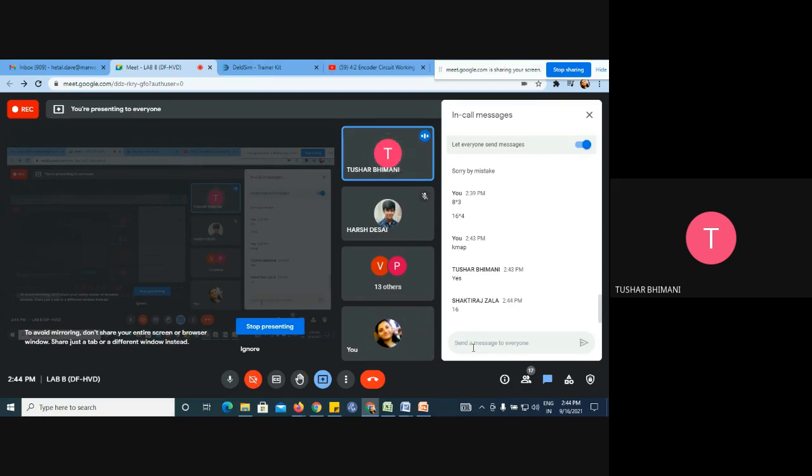But Tushar, here the variable names are y0, y1, y2, y3. Then should I take ABCD? No, then we can take y1, y2, y0 the same way.